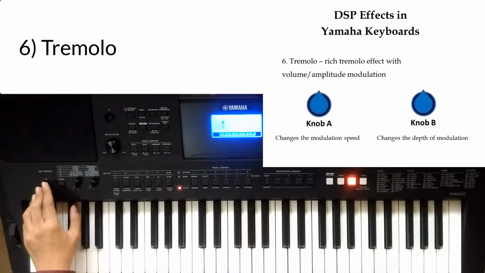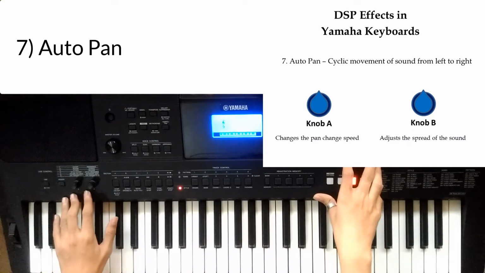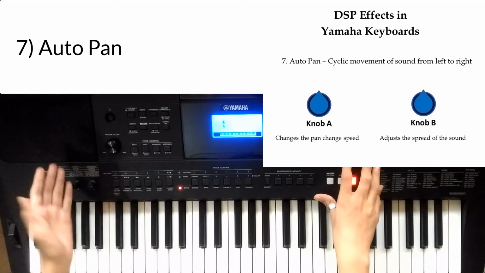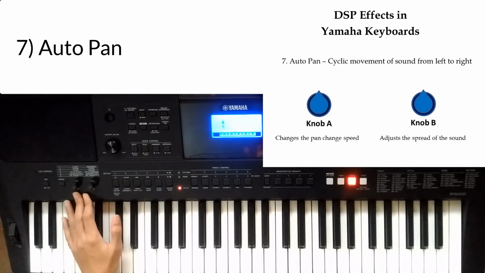Okay, so this was tremolo, and the next is autopan feature. So what autopan does is basically it cyclically modulates the sound from left speaker to right speaker. It does nothing more than that. You won't be able to hear the difference in this video because the sound has been captured via mono.